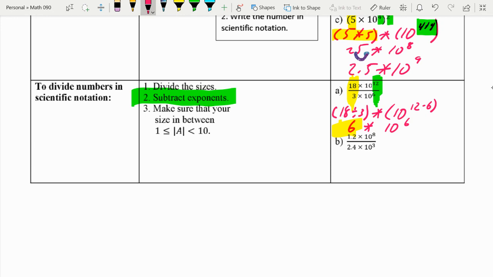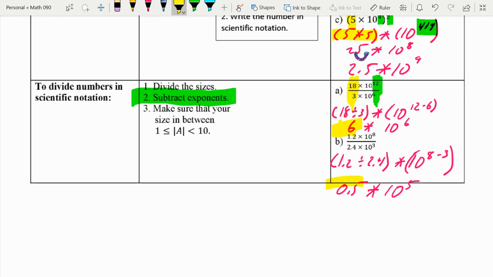We have 1.2 divided by 2.4 times 10 to the 8 minus 3. Remember, when you're dividing, you're subtracting. Now, 1.2 divided by 2.4 gives us 0.5. And then times 10 to the 5th power.